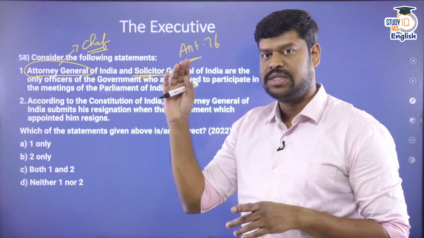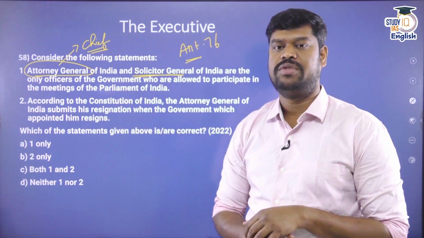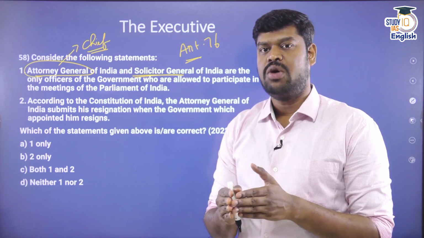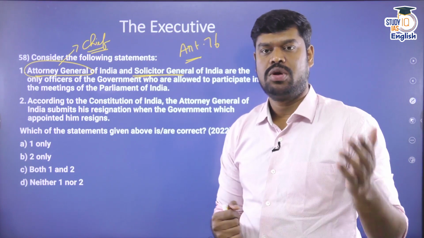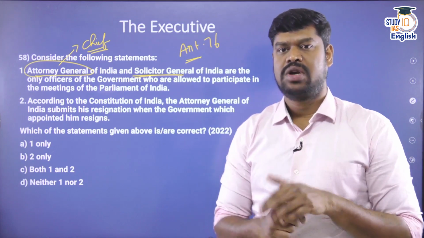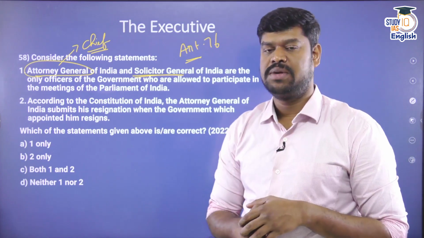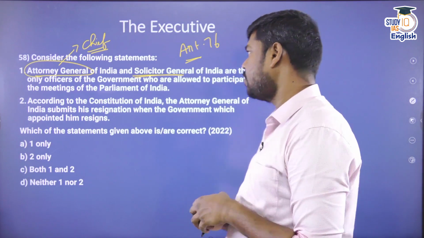So here the pleasure of the President would mean the pleasure of the Council of Ministers. So whenever the Council of Ministers loses confidence in this particular person, he can be removed by the President and a new Attorney General can be appointed. Although it does not happen practically, it is very much permissible under the Constitution.